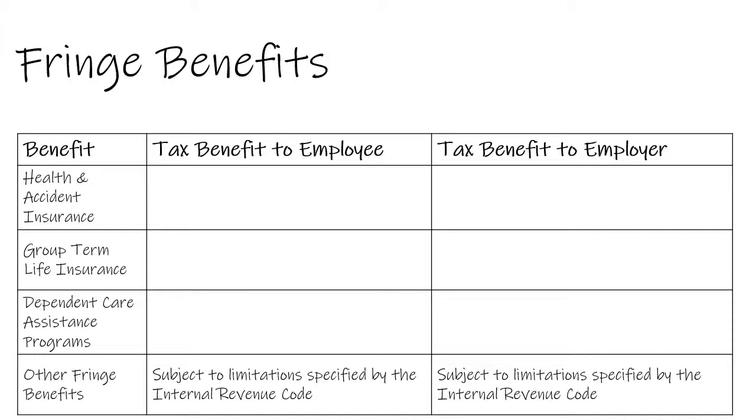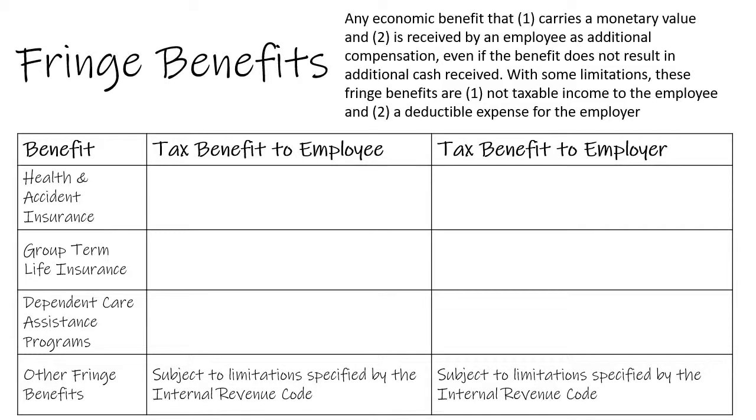A fringe benefit, or perk, of employment is any economic benefit that carries a monetary value and is received by an employee as additional compensation, even if the benefit does not result in additional cash received. With some limitations, these fringe benefits are not taxable income to the employee and are a deductible expense to the employer. This means that even though employer-provided health insurance prevents the employee from having to pay for health care, they don't have to pay taxes on that value.